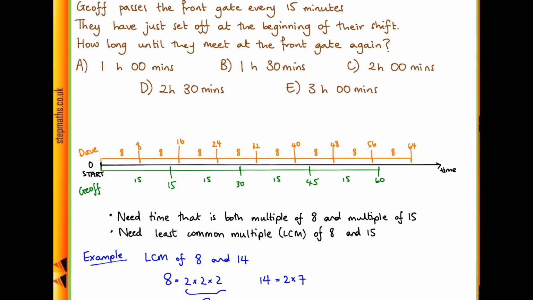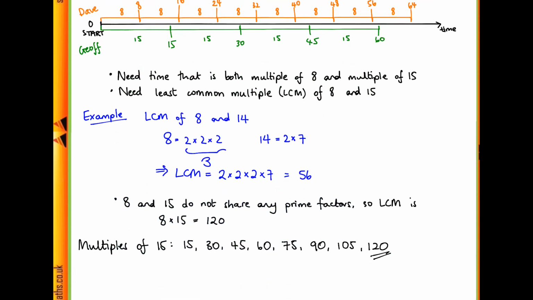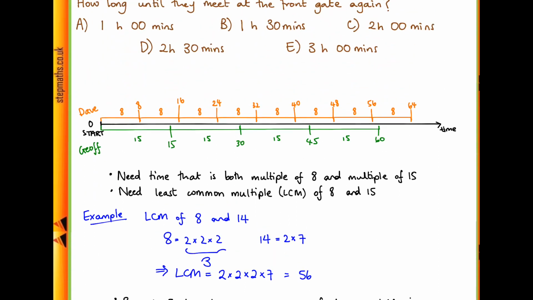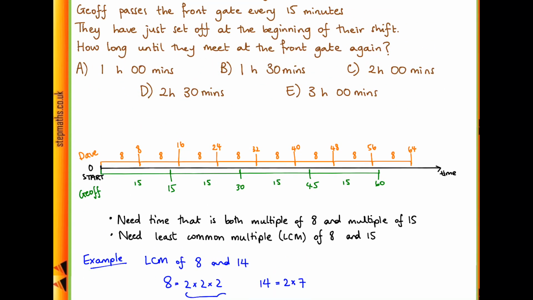But if you look at our answers, they want it in terms of hours and minutes. So how many hours is 120 minutes? Well, we have 60 minutes in an hour, so if we divide 120 by 60, we will get 2. So they meet again in 2 hours exactly, and that's answer C.